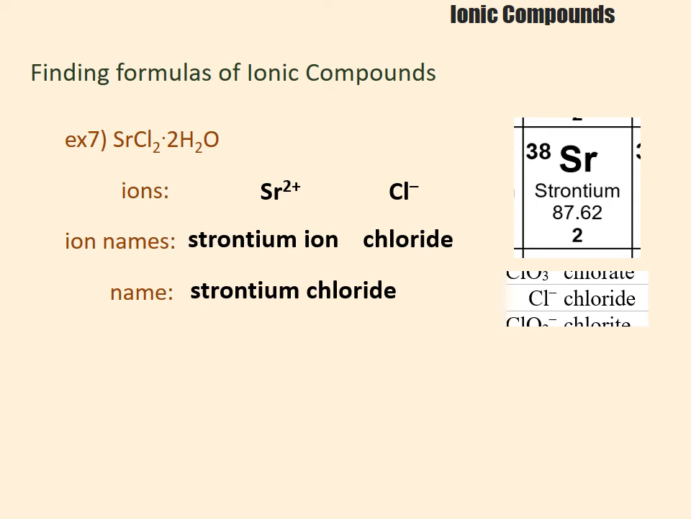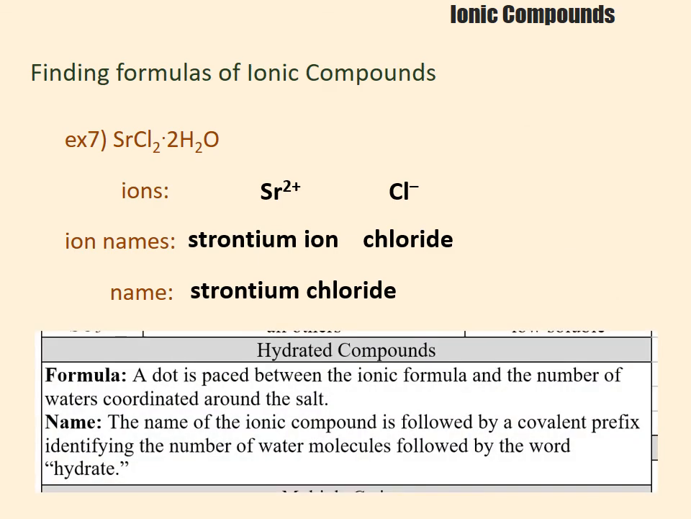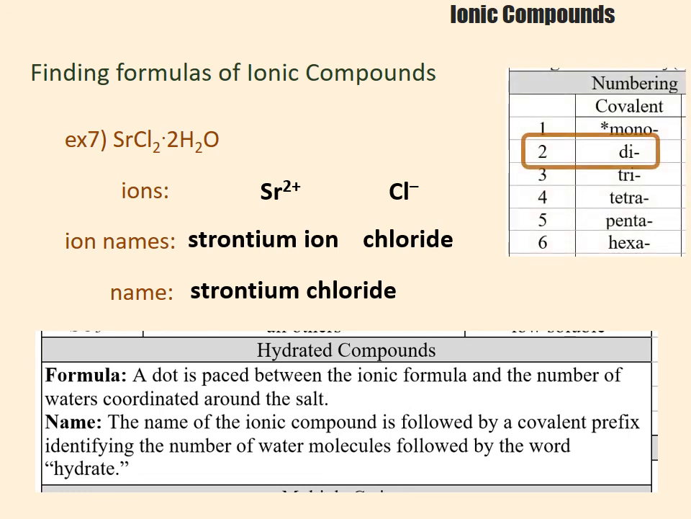Now to deal with the .2H2O at the end of the formula. So I go to the hydrated box, and I see that it says, when I'm naming it, the name of the ionic compound is followed by a covalent prefix identifying the number of water molecules followed by the word hydrate. So I go to my covalent prefixes, and I see that 2 is di. So I use the covalent prefix di and then the word hydrate, meaning water. So 2 waters is called dihydrate. So the name is strontium chloride dihydrate.